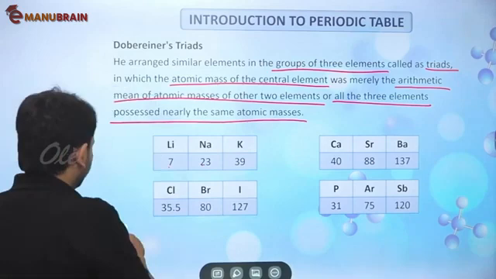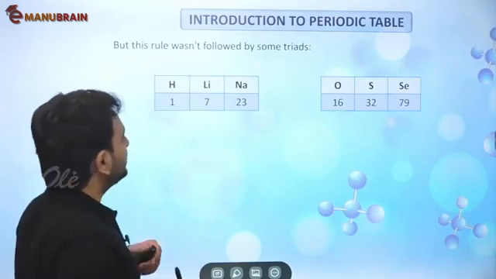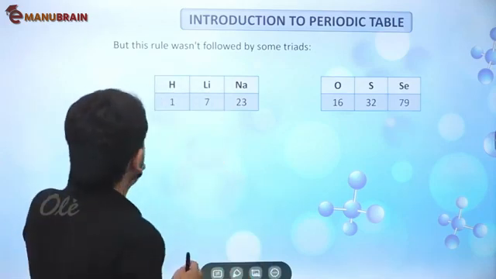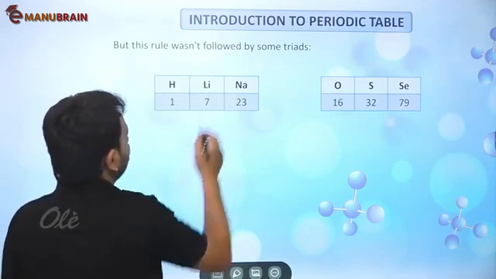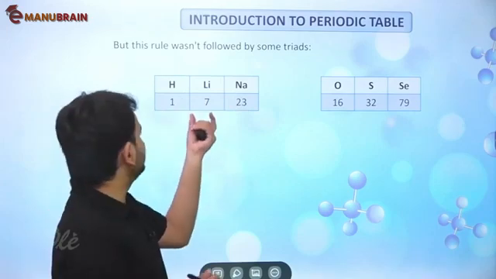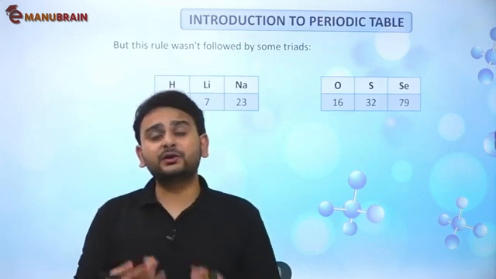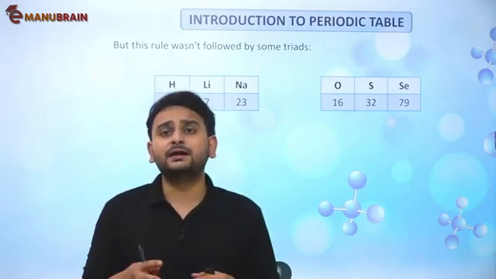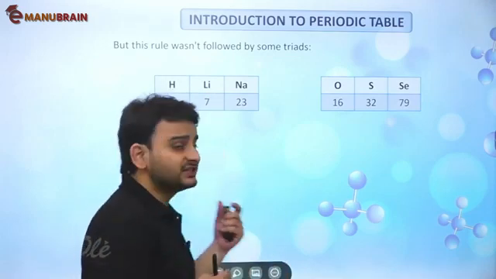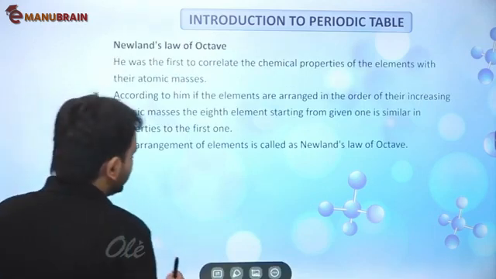But the thing was, this triad arrangement wasn't followed by a lot of the triads that he introduced over that time. For example, hydrogen, lithium and sodium was one triad. If you add 1 and 23 and divide by 2, you don't get 7. So this is very far off. Similarly this. And when more elements were discovered later, it was found that fewer and fewer of these elements followed this triad pattern. I hope you've understood this, guys. I'll move on.